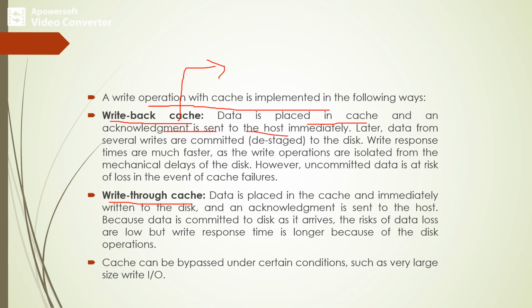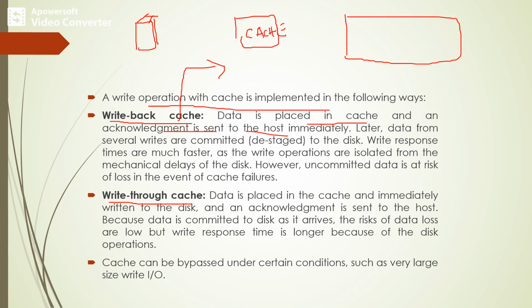So I'll consider one host and I'll consider one small structure. So this is cache and I'll consider the secondary storage here. So this is secondary storage or disk I'll take. So in the case of write back cache, what happens is initially the host will write the data into the cache.